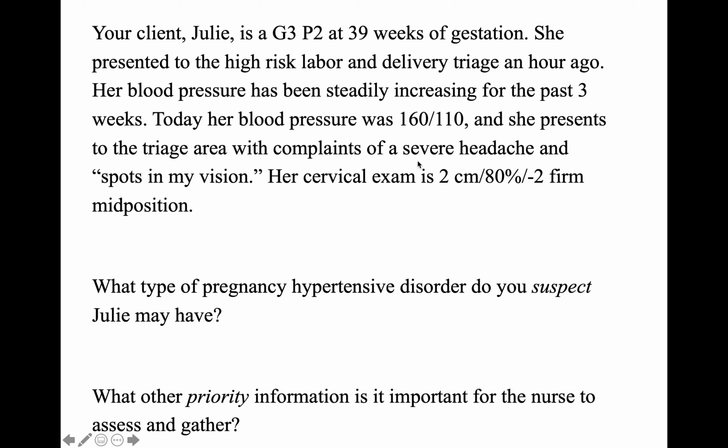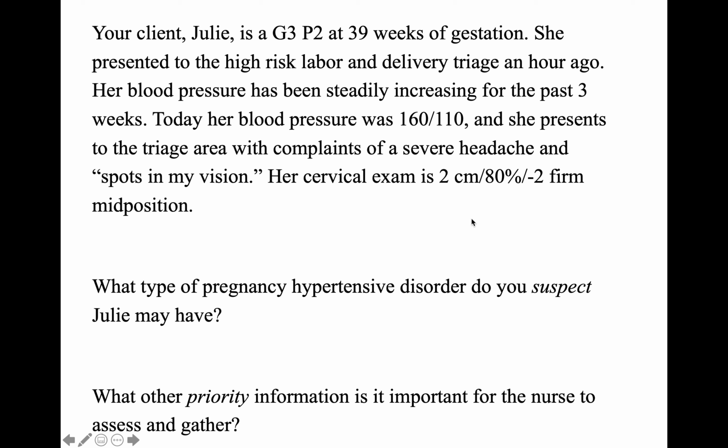This is sky high for somebody who is almost ready to deliver. Her cervical exam is 2 centimeters. She's 80% effaced, only dilated to 2 and -2, so she's high, firm, mid position. So what type of pregnancy disorder do you suspect that she has? What do you think? And what other priority information is important for the nurse to assess and gather? What do you think we should be looking at?